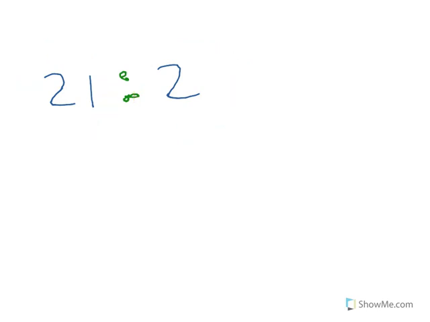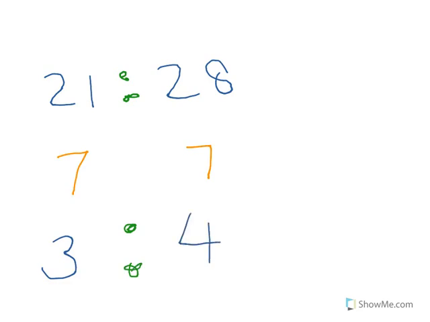I can see that I can divide this number by 7. I can also divide this number by 7. So if I do that, I will get 3 to the ratio of 4. If I divide 21 by 7, I'll get 3, and 28 by 7, I'll get 4.